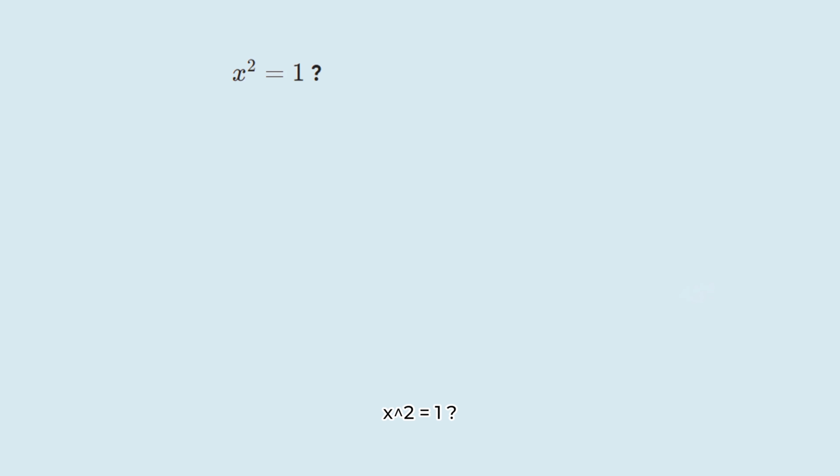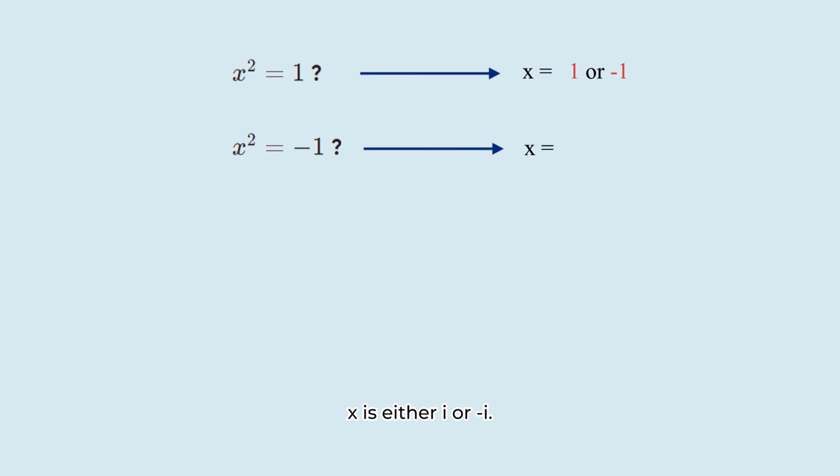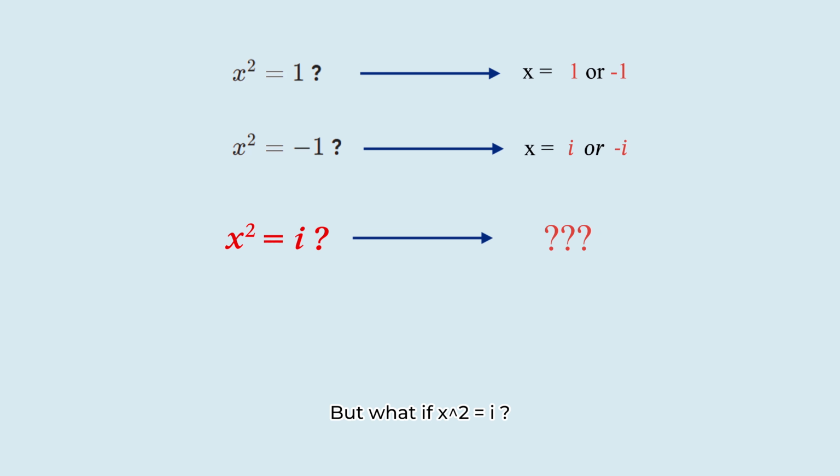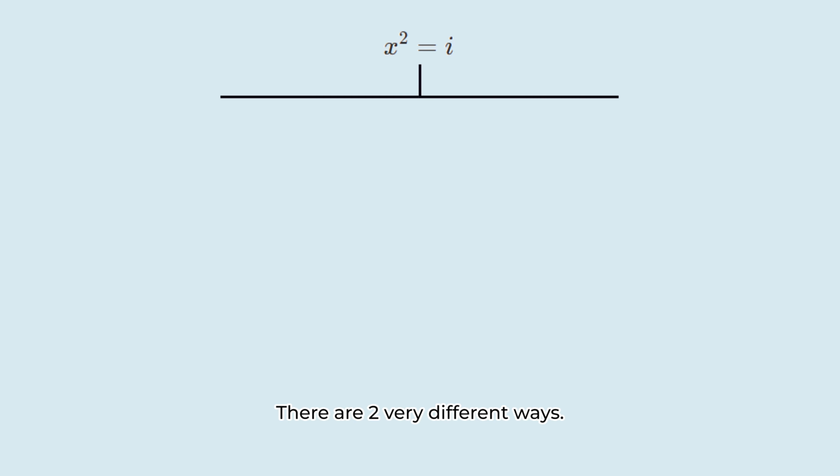x squared equals 1. X is either 1 or negative 1. X squared equals negative 1. X is either i or negative i. But what if x squared equals i? There are two very different ways.